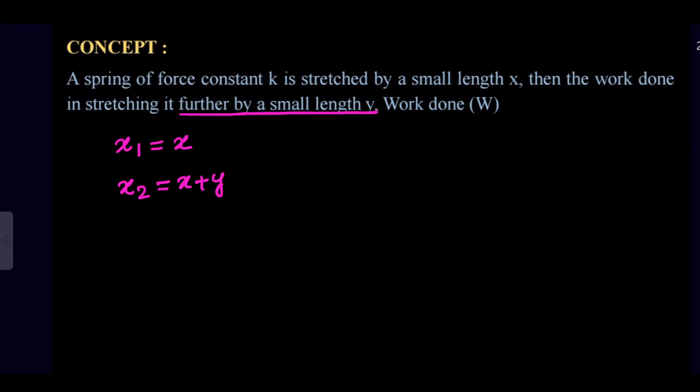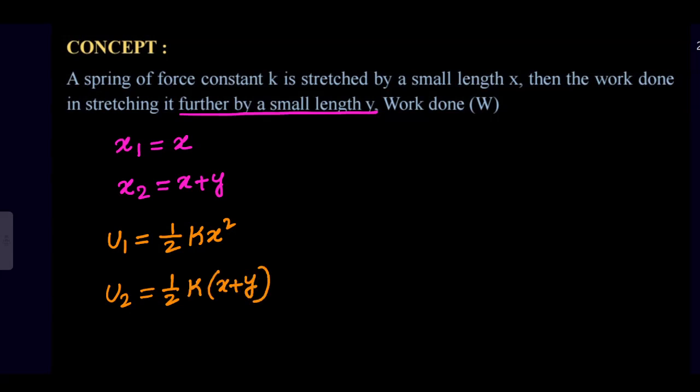So we can find the potential energy. Initial potential energy is how much? That is 1 by 2 k x square. Next, the final potential energy is how much? 1 by 2 k. The elongation is x plus y, so x plus y whole square. Now what do we need?